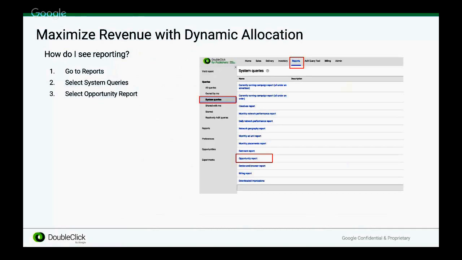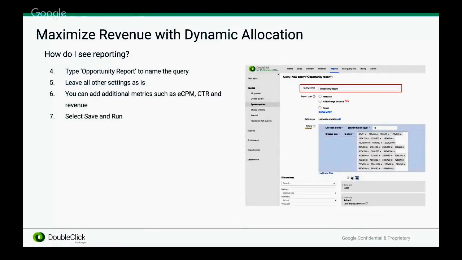So I know you're on the interface. If you click on the reports tab on the top, once you click on reports, go to system queries. There's a query called opportunity report. It's already pre-populated for you. So the moment you click on system queries, you want to select opportunity report. Once you do that, just name the report anything. You can call it opportunity report. Leave all other settings as is. I want to make this as simple for you as possible. You can definitely add metrics such as eCPM, click-through rate, revenue, whatever metrics you want to see, in addition to the metrics that are already selected. And then you want to click on save and run.